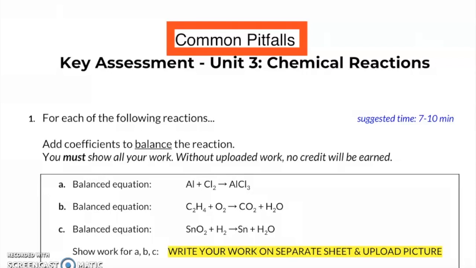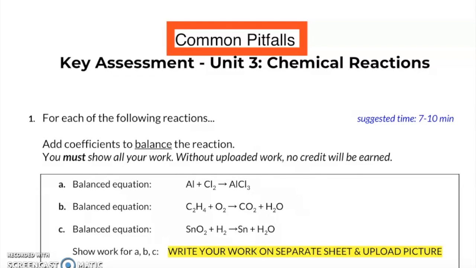Hi everyone, this video is going to cover common pitfalls that you may have made on the Key Assessment Unit 3 chemical reactions. So let's go ahead and dive into question number 1. Question number 1 was asking you for all of the reactions listed, part A, B, and C, to add coefficients in order to balance the reactions.